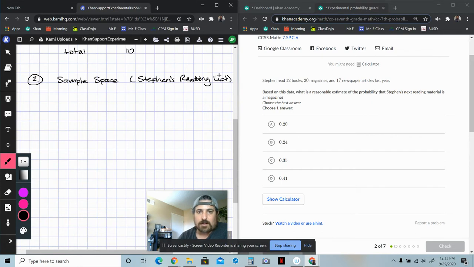All right, there's no model for this. We just have past experience, right? What has Stephen read? That's what he chose to read this last year, okay? And what did he read this last year? Well, this last year he read 12 books and 20 magazines and 17 newspaper articles.